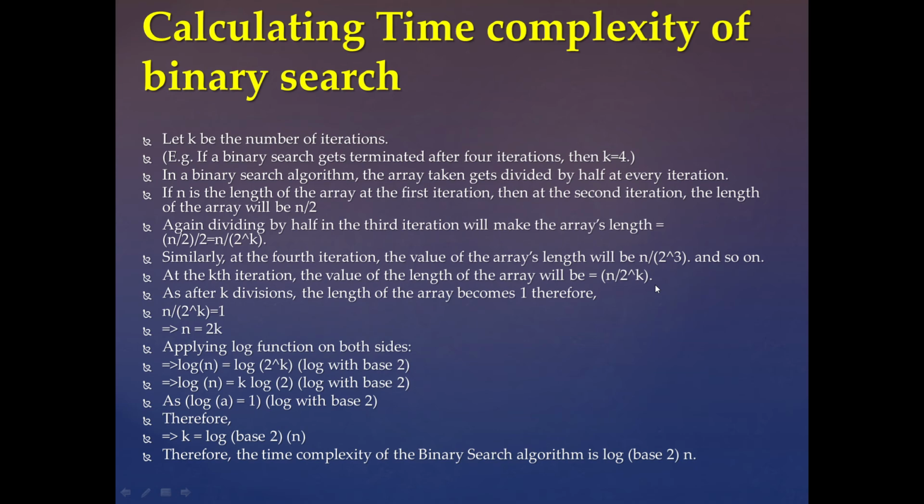This will be halved in every iteration, and simply we take k divisions. So the length of the array becomes 1. Therefore n divided by 2 to the power k, the length of the array, equals 1. So n equals 2 to the power k. Applying log on both sides, log n equals log 2 to the power k, with log base 2. So log n equals k log 2, and we know that log 2 equals 1 with base 2. Therefore k equals log n, that is log base 2 of n. So this is the time complexity of the binary search algorithm, log base 2 n.